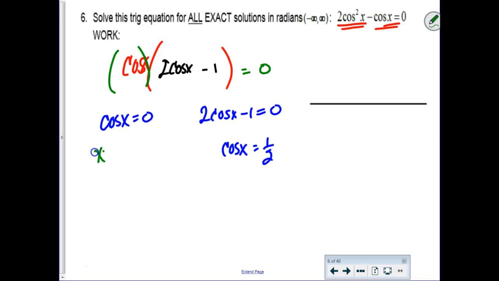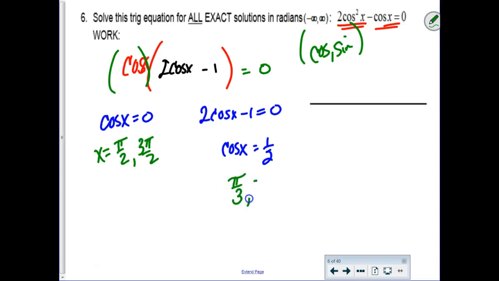So start rattling off some places, let's start with where cosine is 0. Remember, your ordered pairs on your unit circle go cosine comma sine. So who has a cosine of 0? Pi over 2 and 3 pi over 2. And then cosine of 1/2 would be pi over 3 and 5 pi over 3.